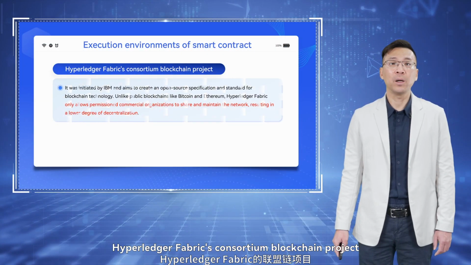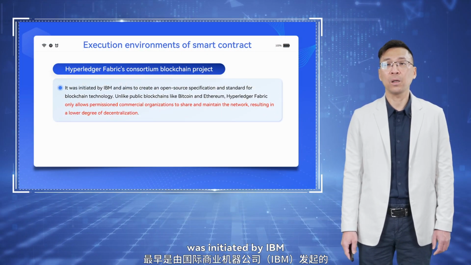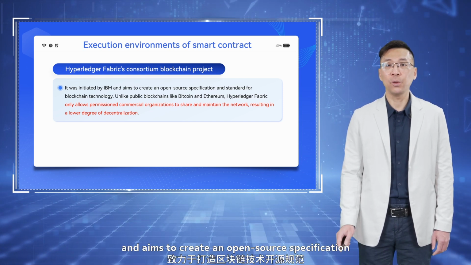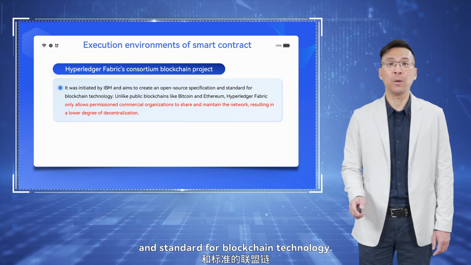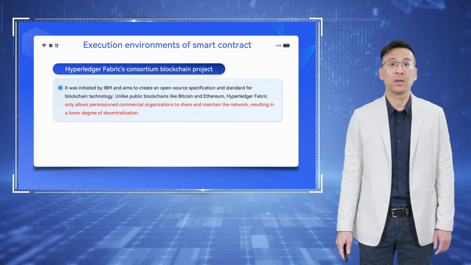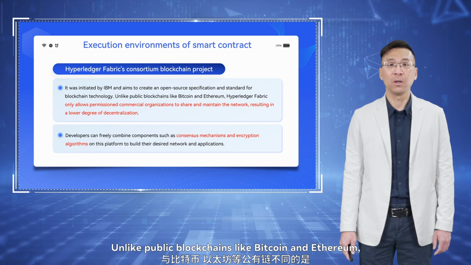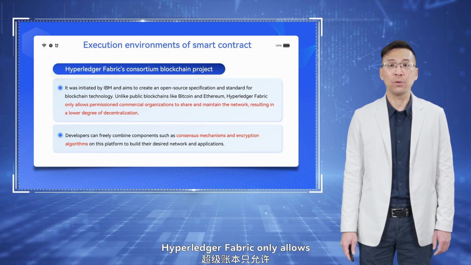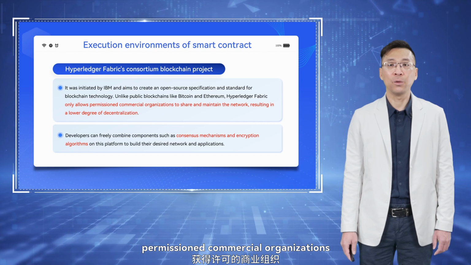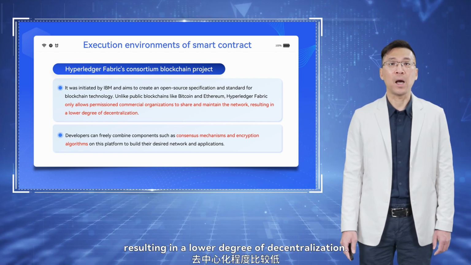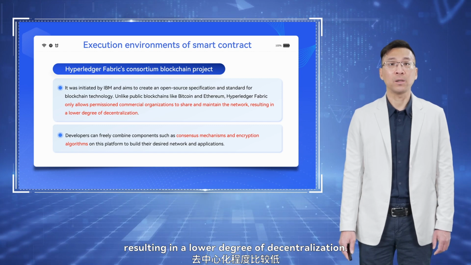Hyperledger Fabric's consortium blockchain project was initiated by IBM and aims to create an open-source specification and standard for blockchain technology. Unlike public blockchains like Bitcoin and Ethereum, Hyperledger Fabric only allows permissioned commercial organizations to share and maintain the network, resulting in a lower degree of decentralization.